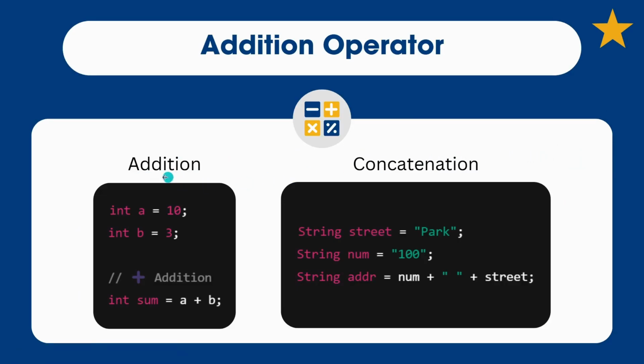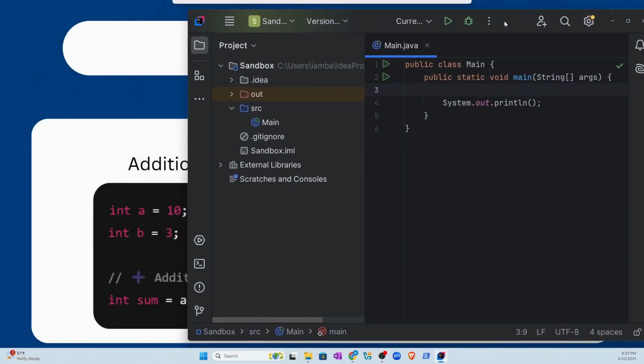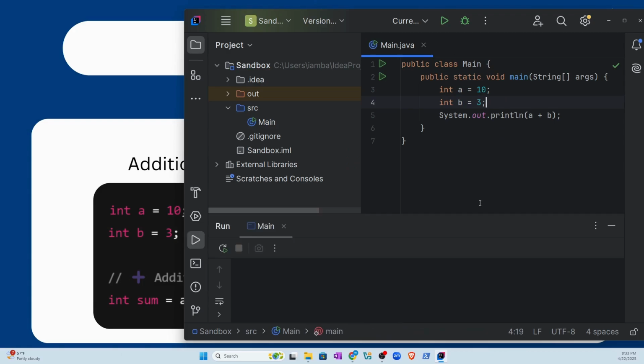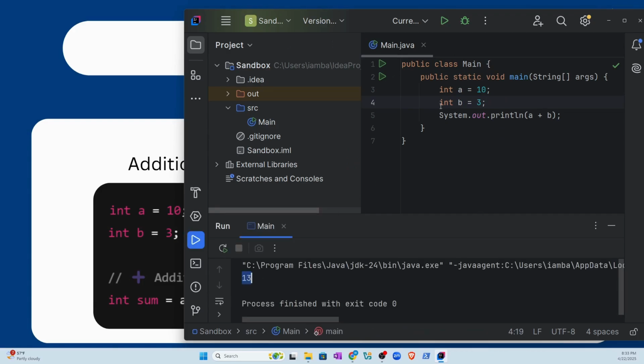So we have addition, right? So say we have two variables, int a is equal to 10. Let's actually declare those over here in IntelliJ. So we're going to do int a is equal to 10, int b is equal to 3, and then we're going to output a plus b. And if our math checks out, of course, we should get 13. And yeah, that's the output there.